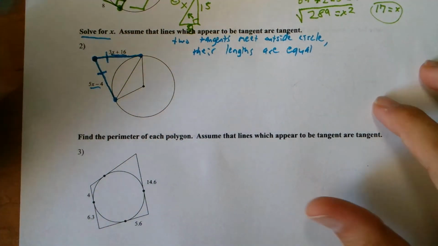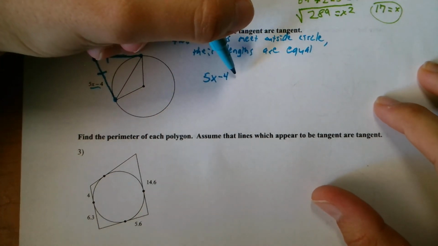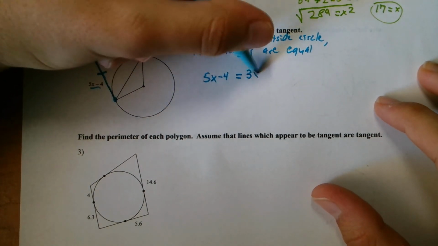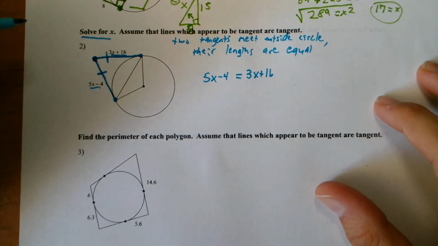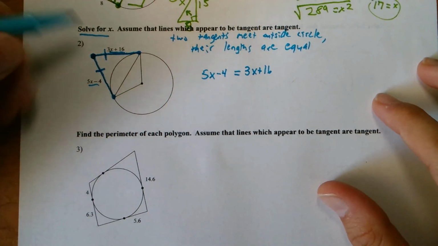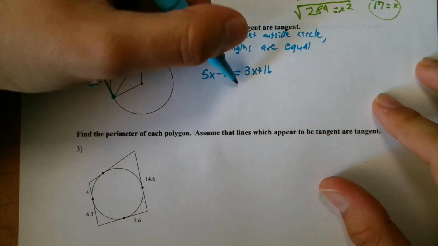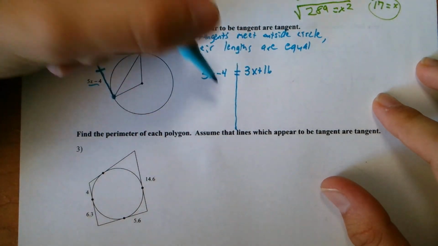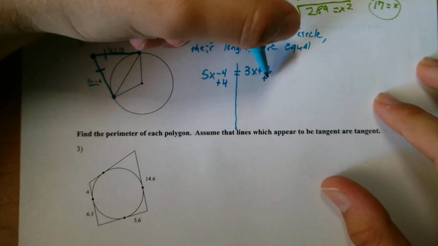So it gives me a way to write an equation. I can do 5x, take away 4, equals the length of the other line, 3x plus 16. And then from there I can solve. So I'm going to draw my line down the middle, add 4 to both sides. On this side I have to add that to the 16.